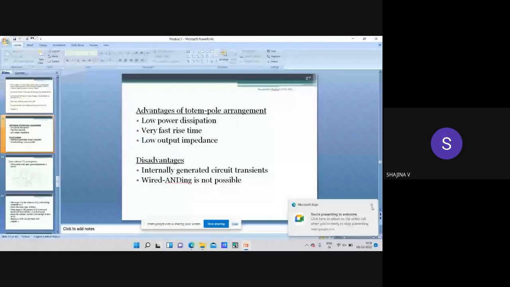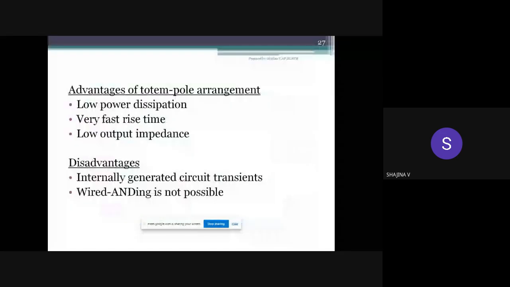So next is advantages and drawbacks of this totem pole arrangement. The advantages of totem pole arrangement are low power dissipation and very fast rise time. Very fast rise time means speed will be more. Low output impedance. Those are the advantages. And the drawbacks are internally generated circuit transients.